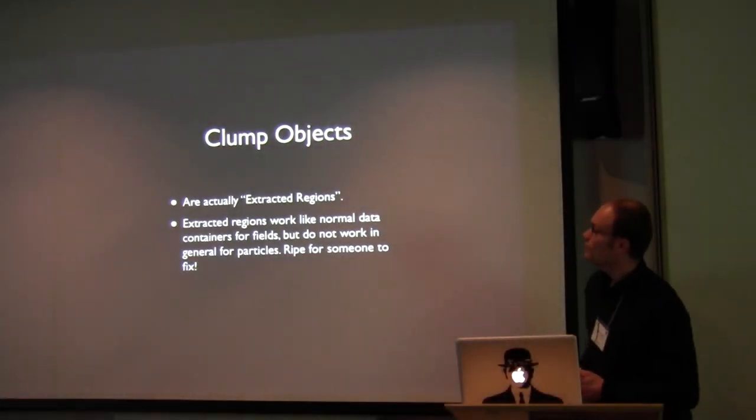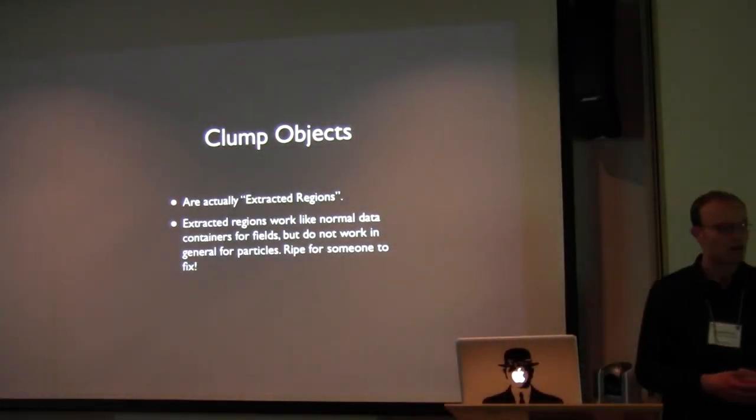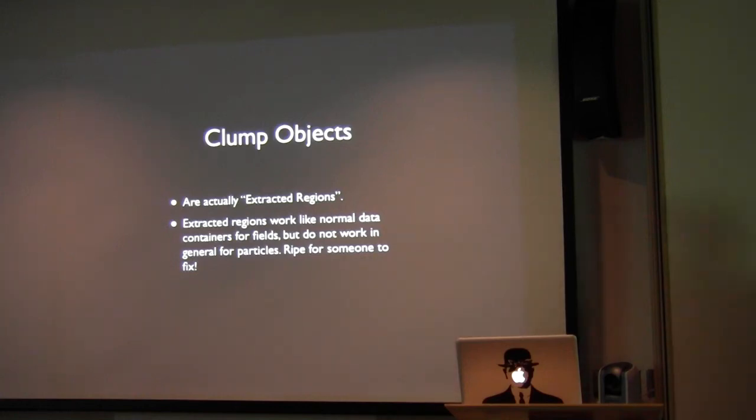So clump objects are actually extracted regions. They work like normal data containers for fields, but in general they do not work for particles. This is something that someone out there who's looking to get into yt could fix. I will show you an example of what I mean by how it's broken coming up.